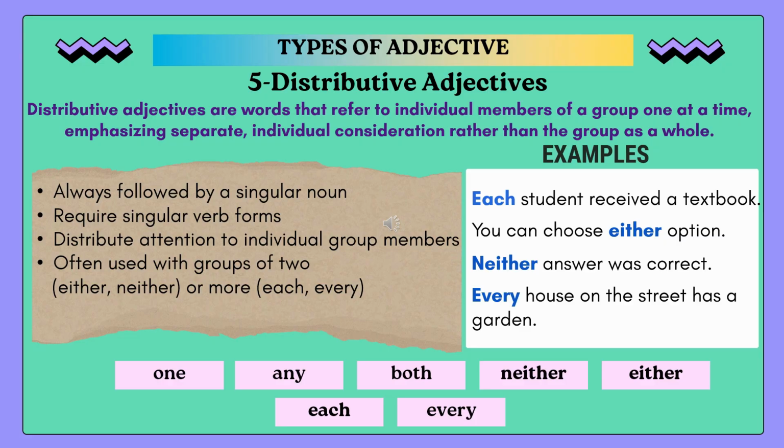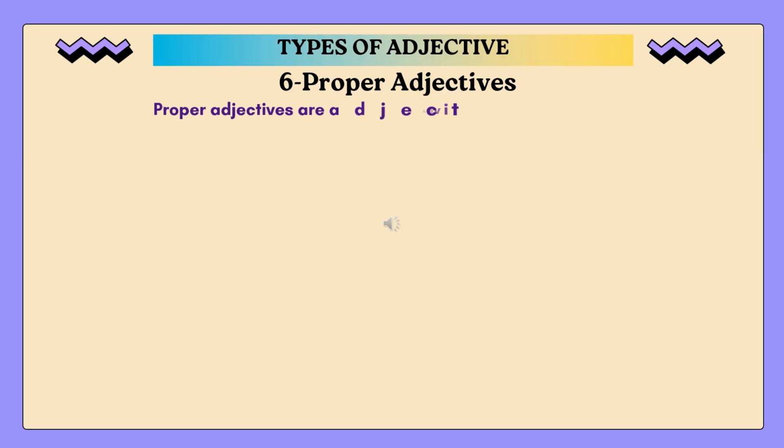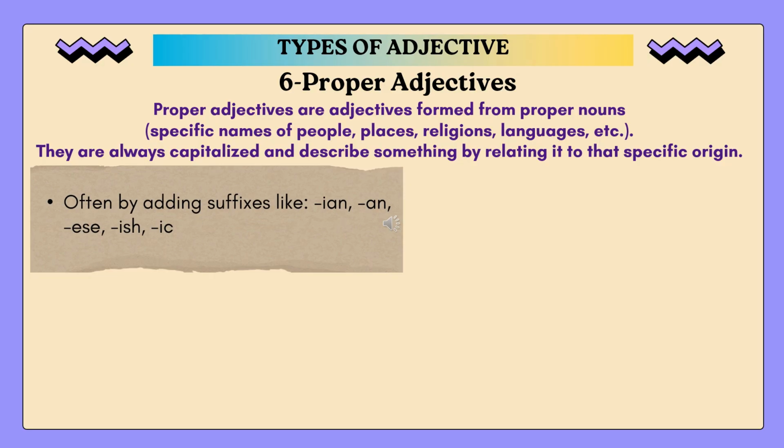Words like each, every, either, and neither help us focus on one member of a group separately. Proper adjectives. These are special because they are formed from proper nouns, the specific names of people, places, or cultures. And just like proper nouns, they are always capitalized. They are often created by adding suffixes like -ese, -an, -ish, or -ic.